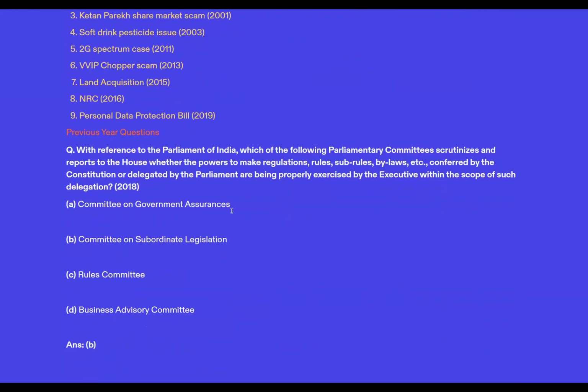Now, one previous year's question which came from a committee only, it was in 2018. With reference to Parliament of India, which of the following parliamentary committees scrutinizes and reports to the House whether the powers to make regulation, rule, sub-rule, bylaw conferred by the Constitution or delegated by the Parliament are being properly exercised by the executive within the scope of such delegation? Okay. So the answer is Committee on Subordinate Legislation.